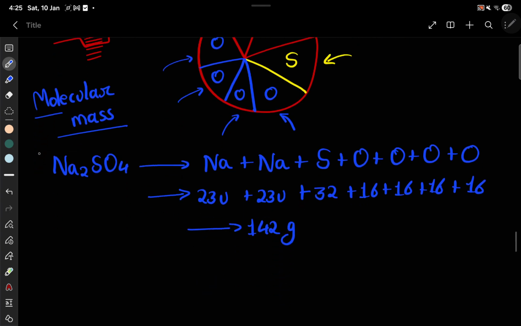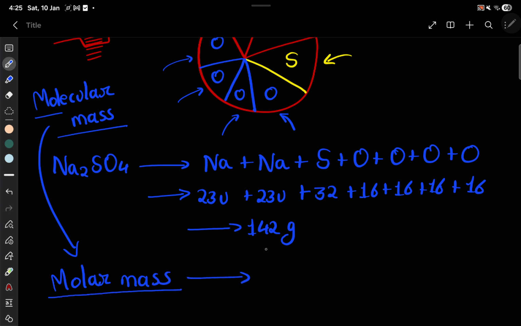Now, for converting molecular mass into molar mass, as I told you in our earlier problems, we are having one simple trick. What we are going to do is simply copy down the magnitude, which is 142, and we are going to replace the units.